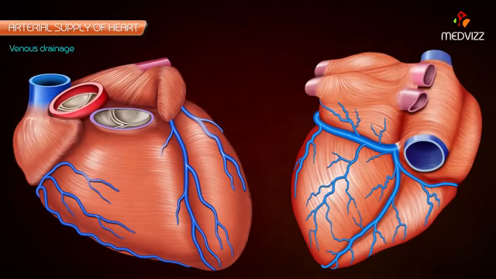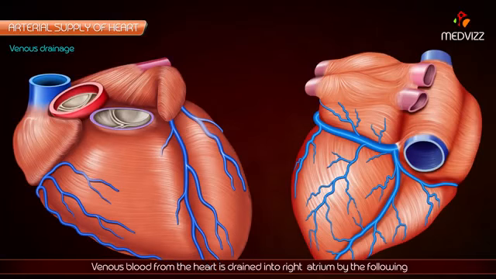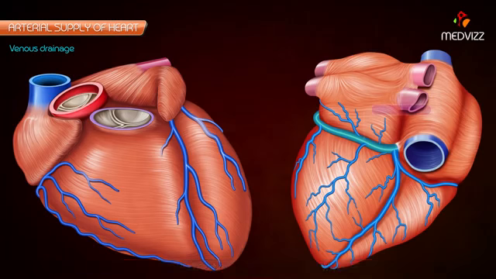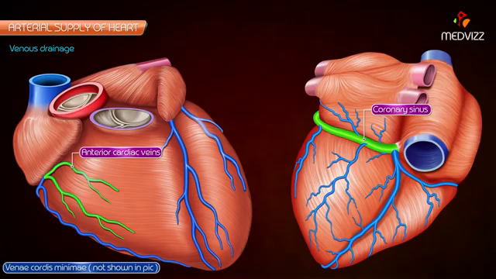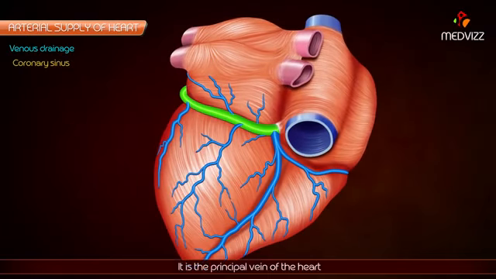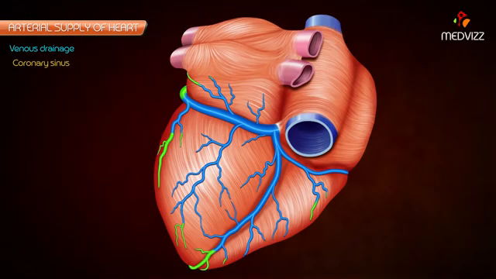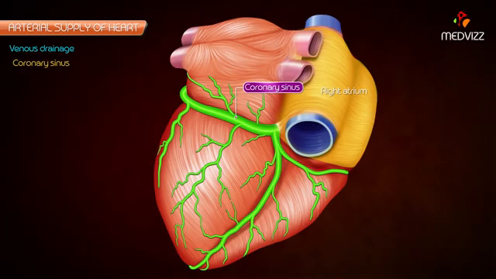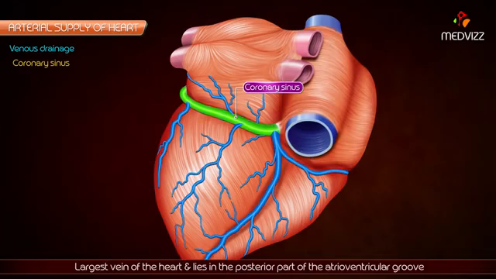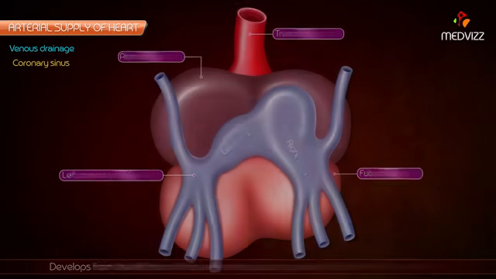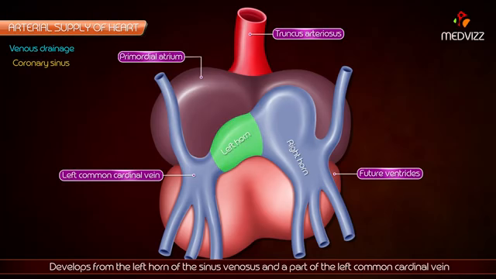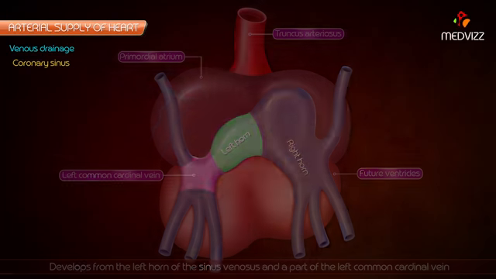Venous drainage of the heart. Venous blood from the heart is drained into right atrium by the following: coronary sinus, anterior cardiac veins, vena cordis minimi, also known as Thebesian veins. Coronary sinus. It is the principal vein of the heart. Most of the venous blood from the walls of the heart is drained into the right atrium through coronary sinus. The coronary sinus is the largest vein of the heart and lies in the posterior part of the atrioventricular groove. It develops from the left horn of the sinus venosus and a part of the left common cardinal vein.